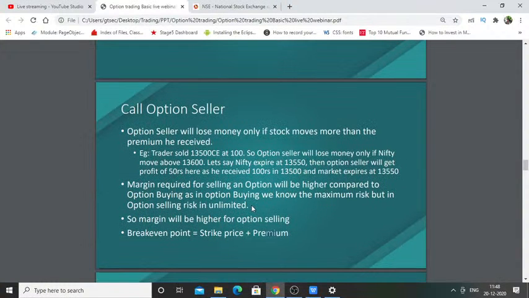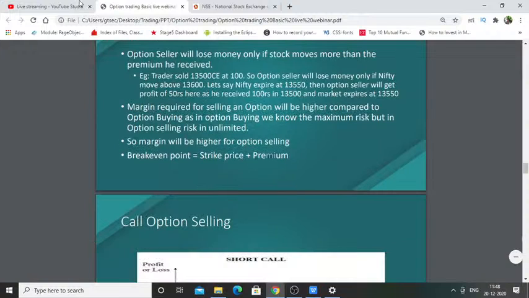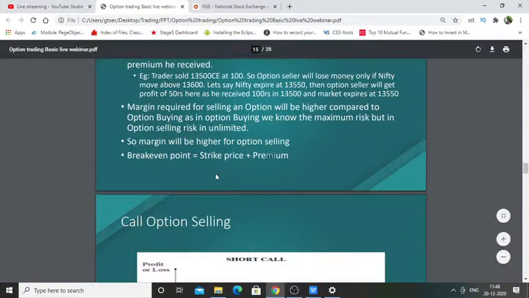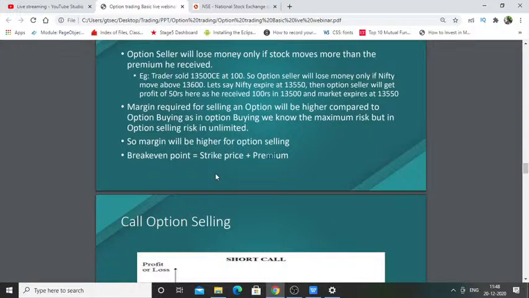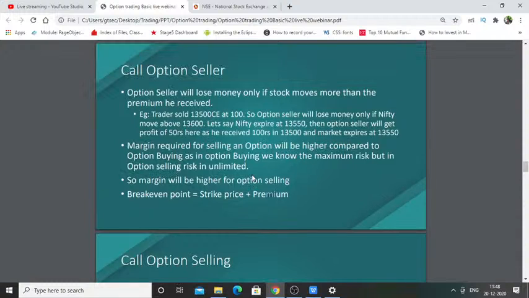When to buy a call option, or when to sell the call, I will cover in the upcoming slides. Till now, if you have any doubts about whatever we have seen, you can just open your chat and ping me here. Any doubts till this?